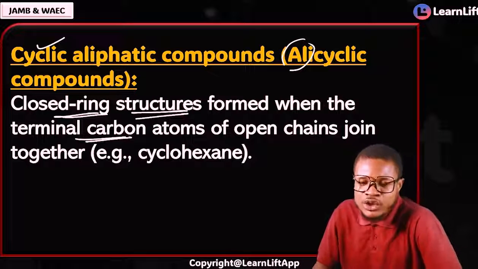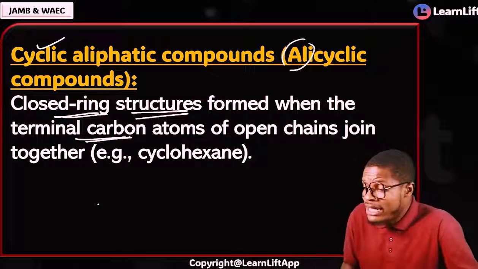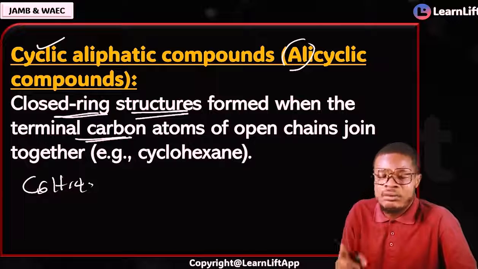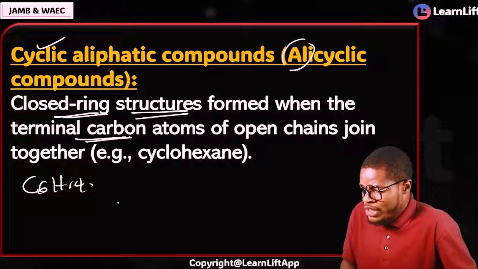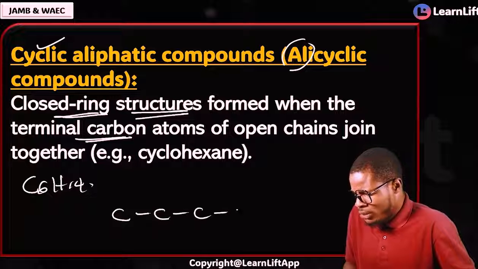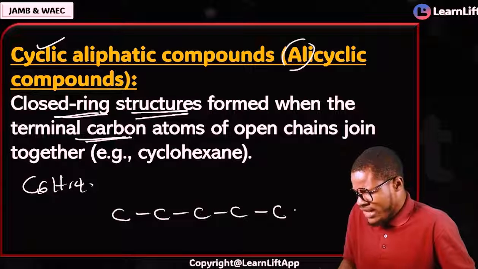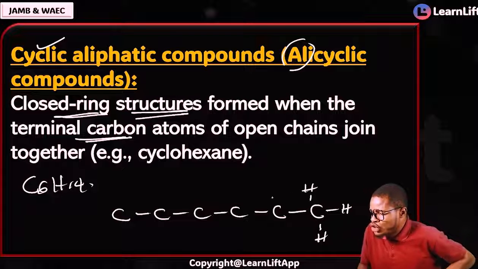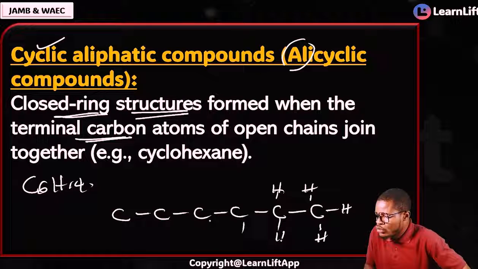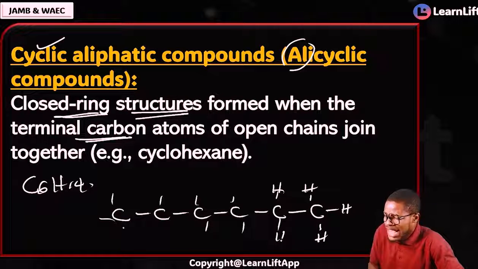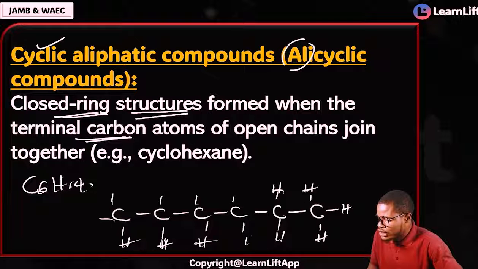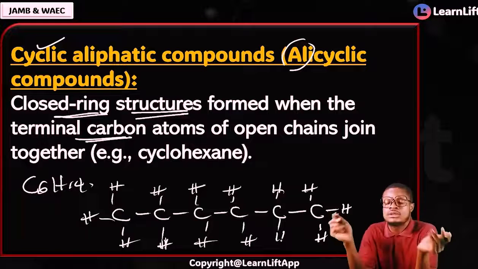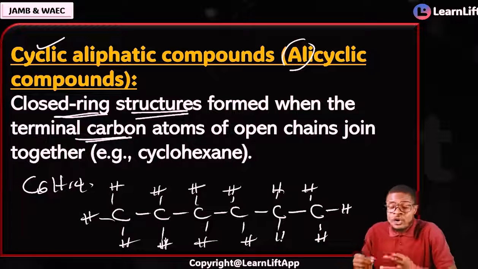A good example is cyclohexane. Come with me. What's the formula for hexane? Hexane is C6H14. Now, how do we draw hexane? It is carbon to carbon to carbon to carbon to carbon: 1, 2, 3, 4, 5, here is your 6. Every other position should have hydrogen like this. You just fill every other location with hydrogen. This that I've just drawn is your hexane.